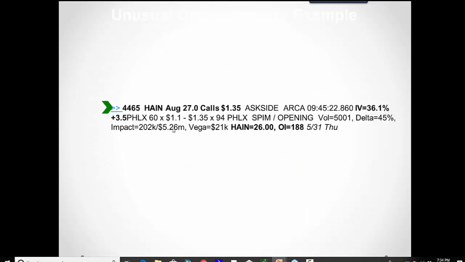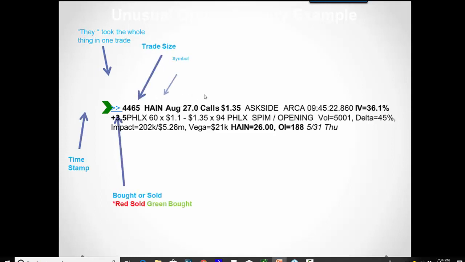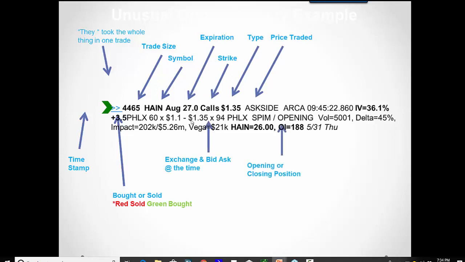Okay? So here's an example of Hain Celestial. So let's break down this trade. Institutional order flow in the option market. A trader bought 4,465 Hain Celestial August 27 calls for $1.35. So trade size, 4,465. Symbol, Hain.